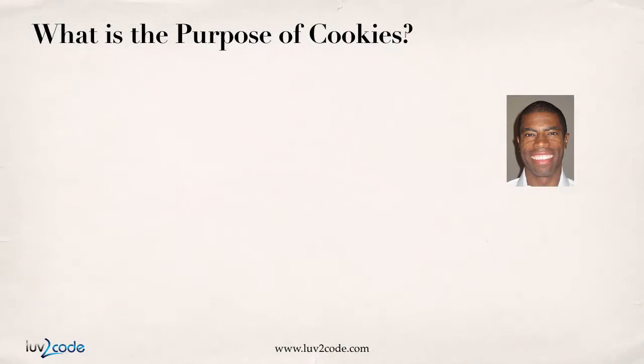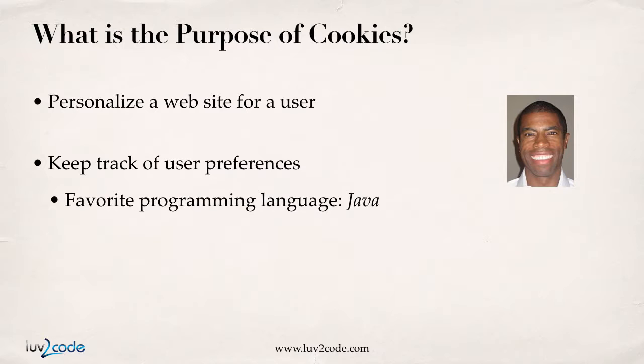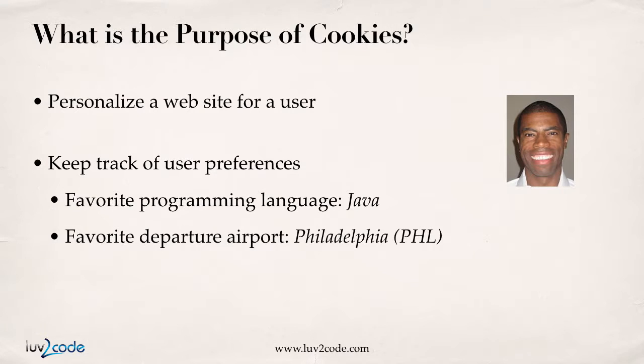So what's the purpose of cookies? You may have heard of cookies before, but basically cookies allow you to personalize a website for a user. And so in effect, you can keep track of any user preferences. Say, for example, you have a news site and the user chose their favorite programming language is Java. Then you can keep track of that and show them Java news in the future. Or if you have a travel site and they frequently fly from a given airport, then you can show them all flights from that given airport. So it allows you to keep track of long-term preferences for a user, even after they close their browser and restart it.